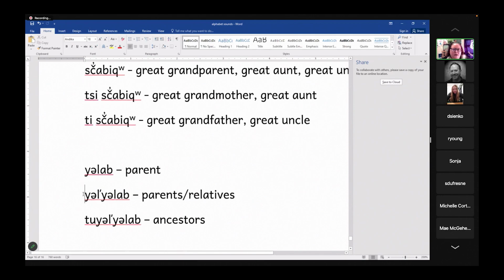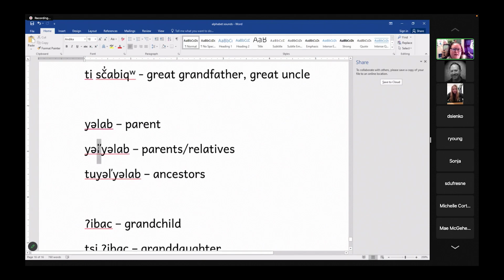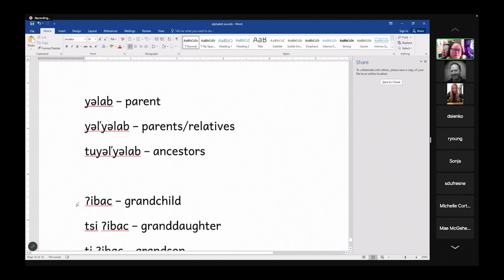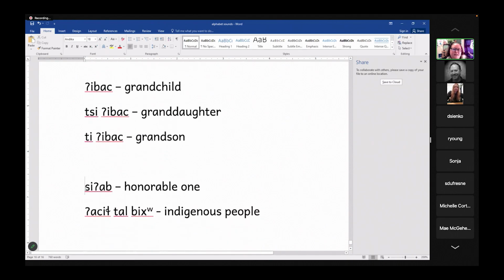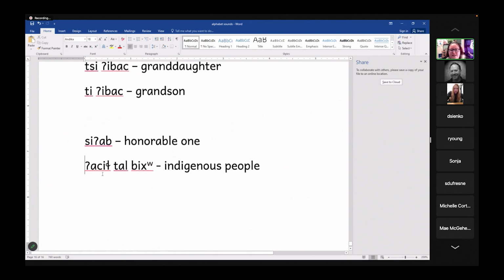Yalab, yot yalab. You'll notice that glottalized L, yot, you're going to kind of cut that short. Yot yalab, tu yot yalab. Ebots, si ebots, ti ebots. Si'ab, si'ab. And atsich talbu. So we are done.